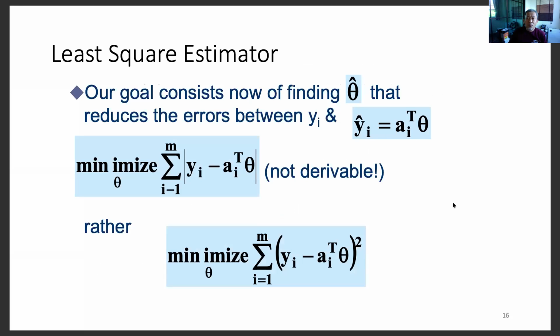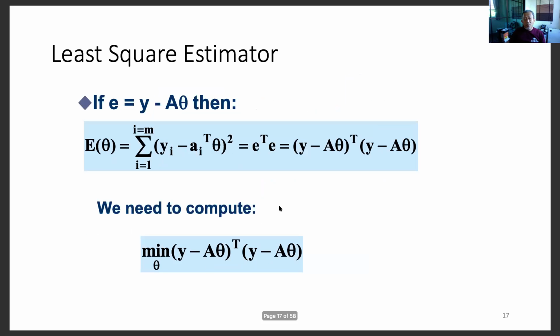Our goal now is to find theta hat, which is the estimated value that reduces the error between yi, the actual, and the estimated, y and y hat. Then you have to minimize it using the given formula here. If e is equal to y minus A theta, then you have to rewrite the error E(theta) as the summation shown here. And then we need to compute this using a computer and computer programming.